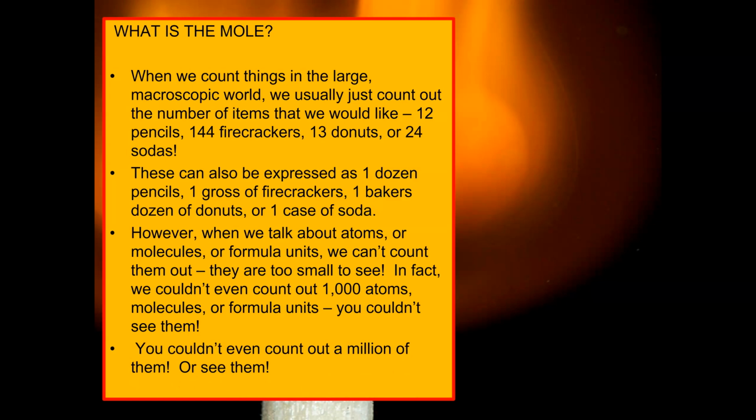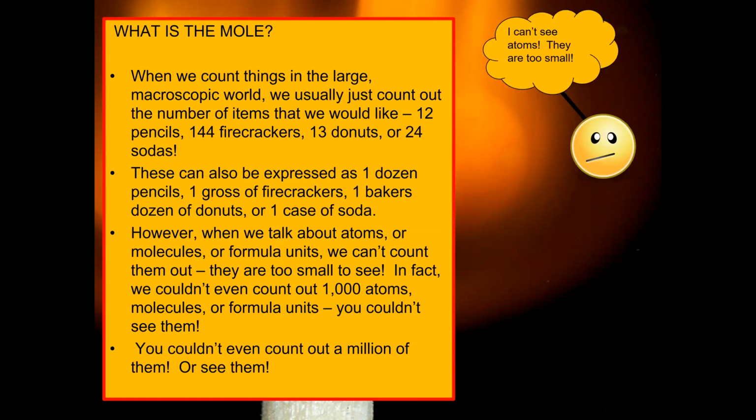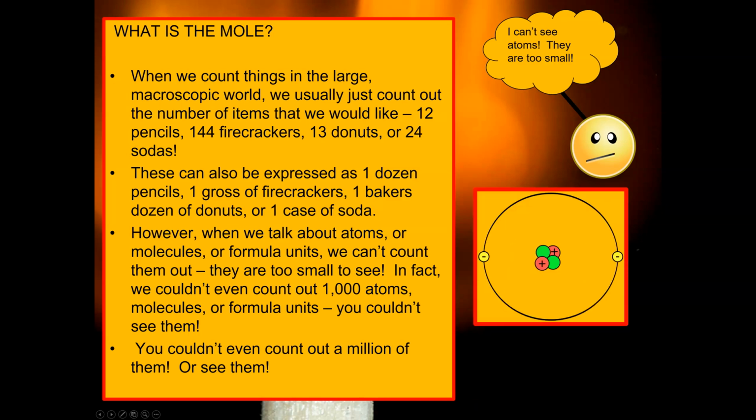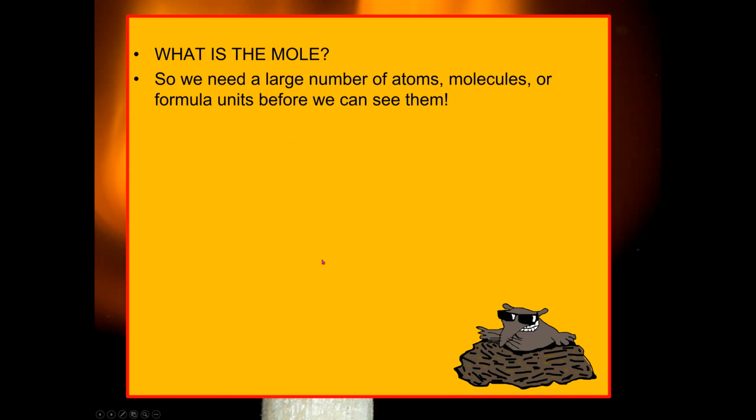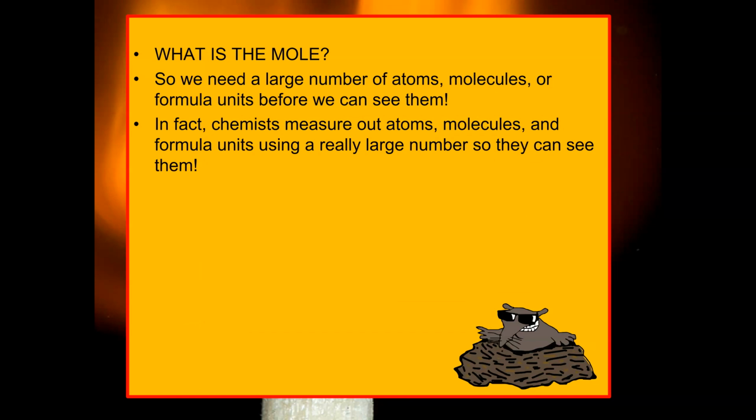Even 1,000,000 we cannot see. So they're just too small. So what we're going to do is we're going to need a large number before we can even see them. And so what chemists do is we measure out atoms, molecules, and formula units using a really large number, so large that we can actually physically see what's happening. That large number is called a mole.